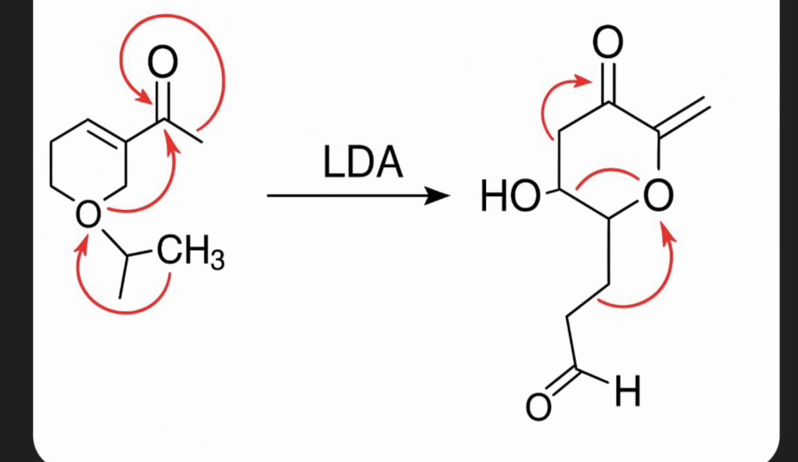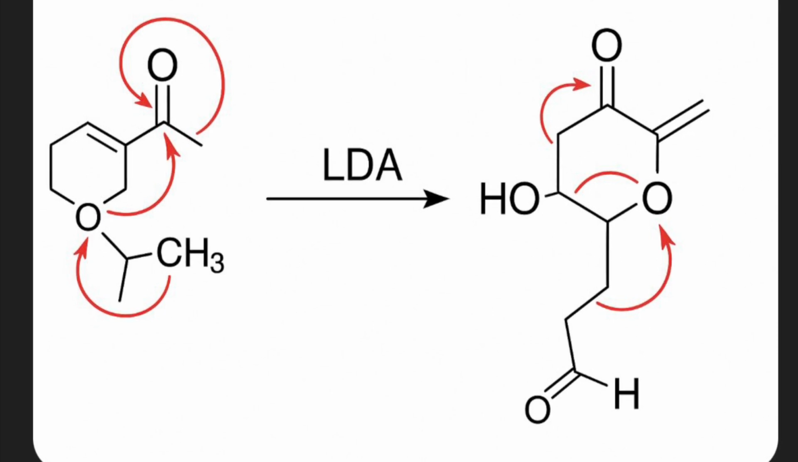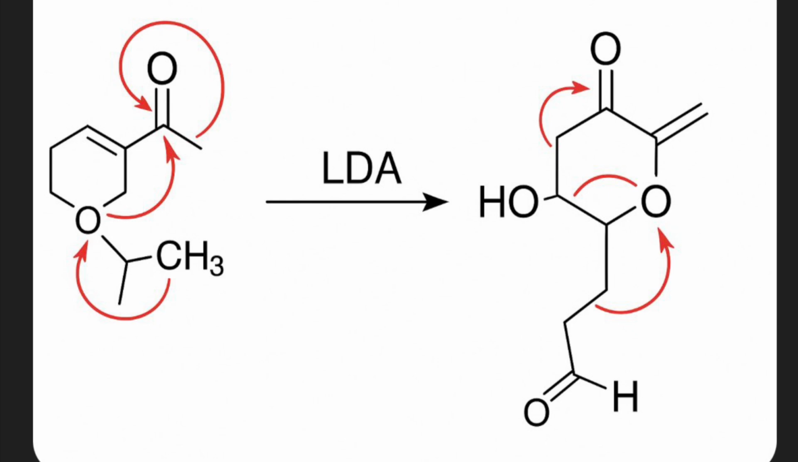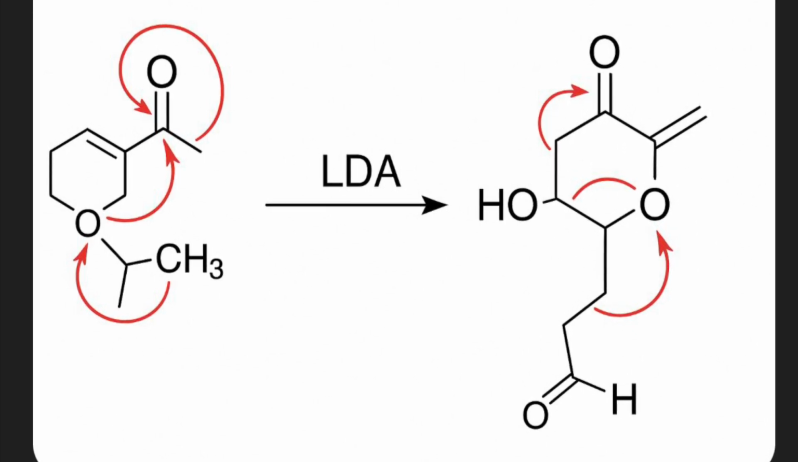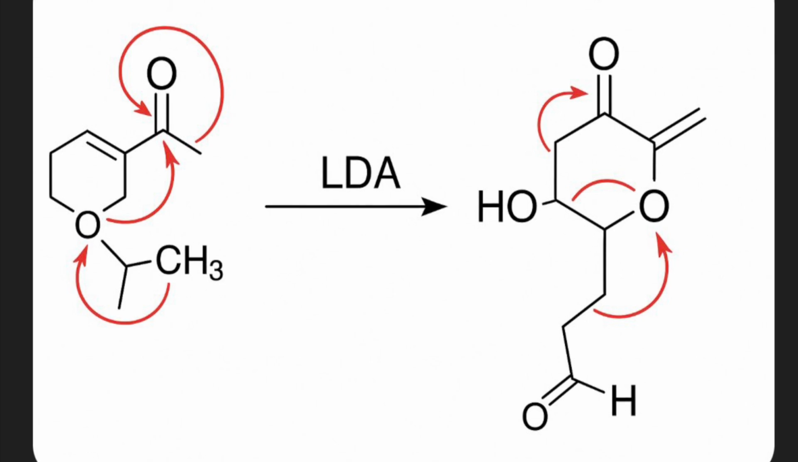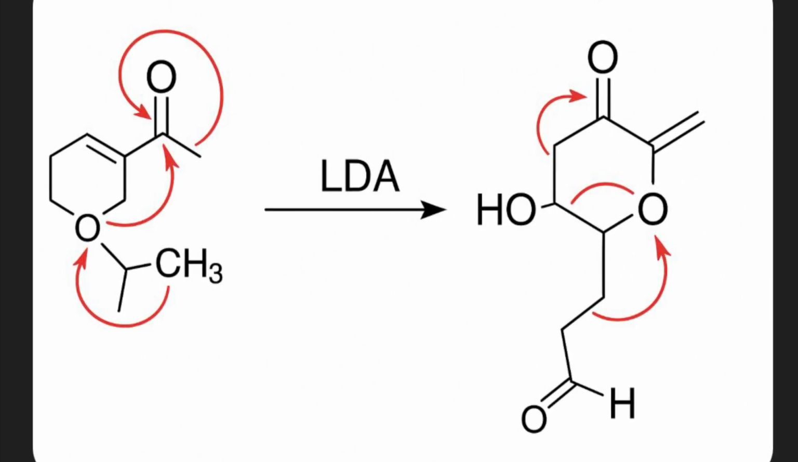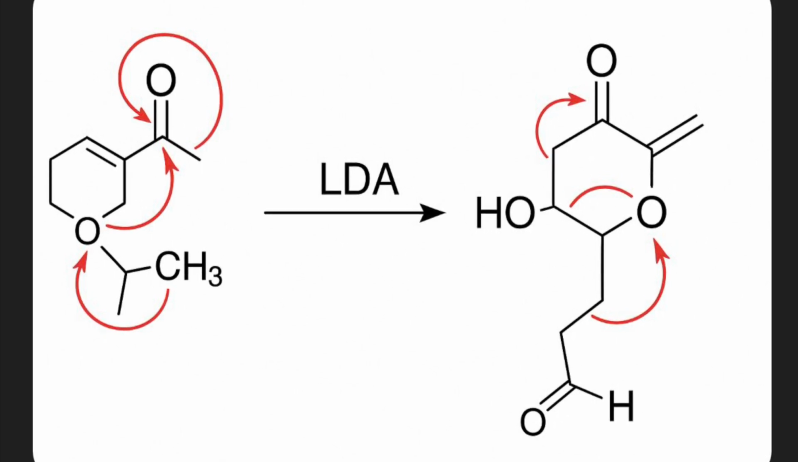To wrap up, this is a classic example of carbon-carbon bond formation via a Michael addition, using LDA as a strong base to generate a nucleophilic enolate, which attacks an alpha-beta unsaturated carbonyl compound, followed by an acidic workup to form a stable product with new carbon-carbon and carbon-oxygen bonds.